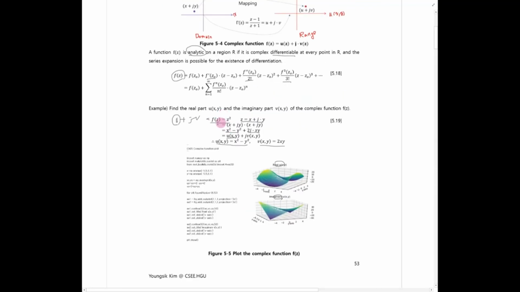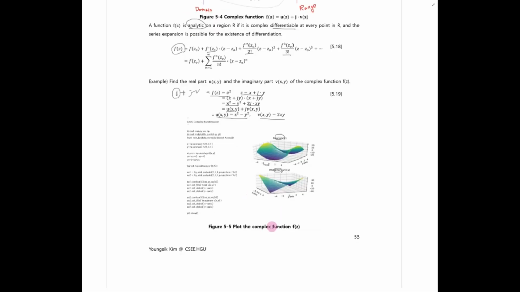You know what? f(z) equals z squared is also an analytic function. We can take a differentiation.